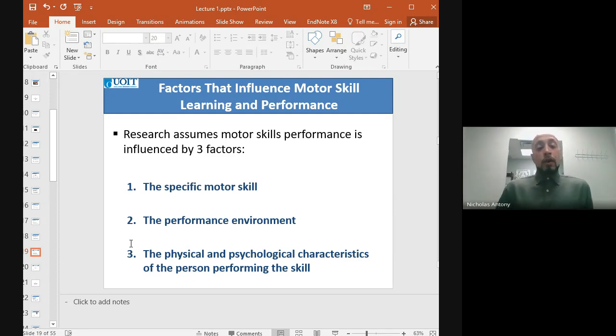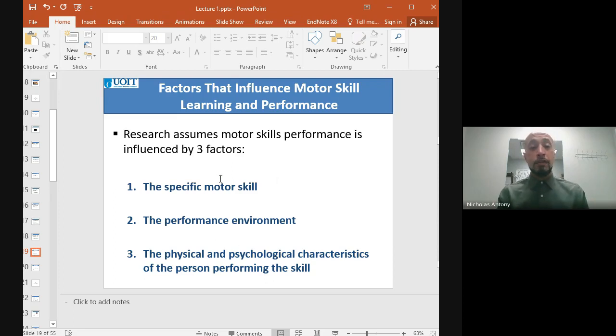So we're going to continue on and start discussing a lot of the intro research, the questions that people were asking and figuring out when they branched out from behavioral psychology to kinesiology or motor control research. This research assumes that our ability to perform motor skills is influenced by 3 different things. We're going to see this throughout the course: there are 3 different factors that affect our ability to perform a motor skill that we are learning.